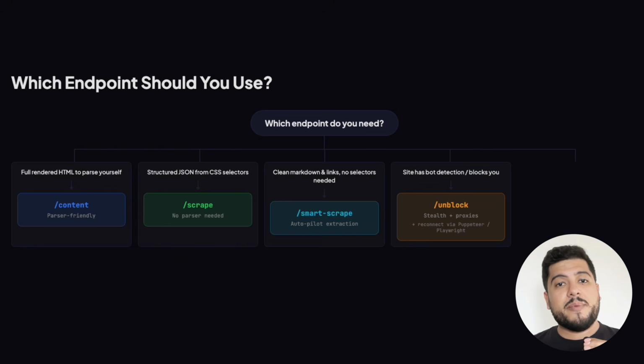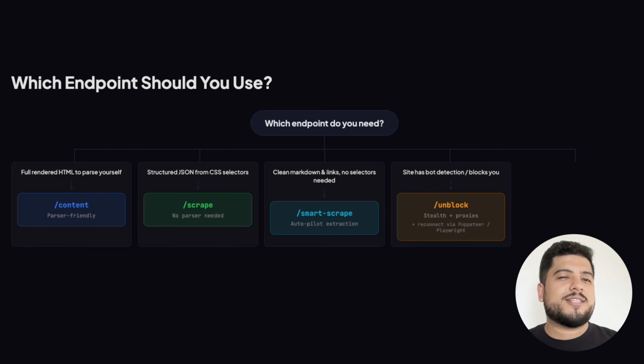The Smart Scrape endpoint gives you clean markdown, links, screenshots, PDFs without needing any selector. It automatically picks the fastest strategy that works, so it's perfect for feeding data into AI models or building content pipelines. You can even use an MCP with Smart Scrape to get data with an LLM. And the unblock endpoint is for when a site actively blocks you with bot detection. It handles basic stealth features and fingerprint protection behind the scenes, and it allows you to reconnect to that browser with a library such as Puppeteer or Playwright to continue automation after unblocking the site.